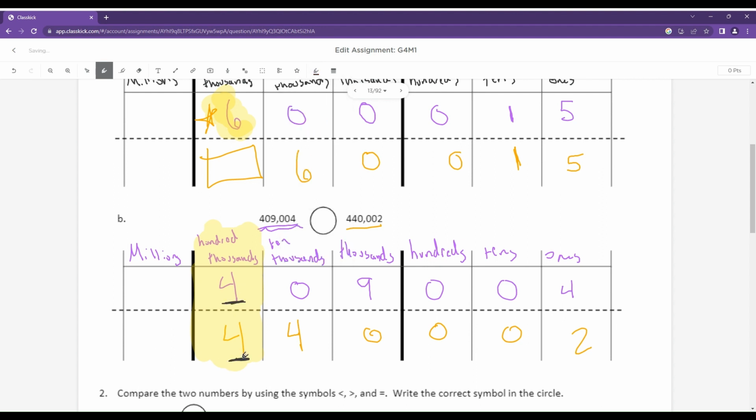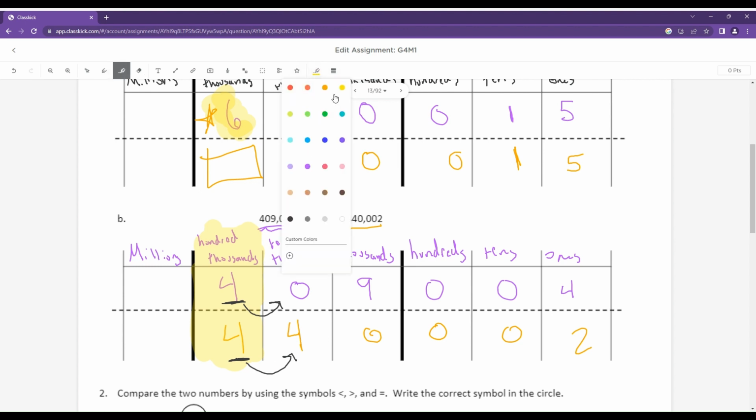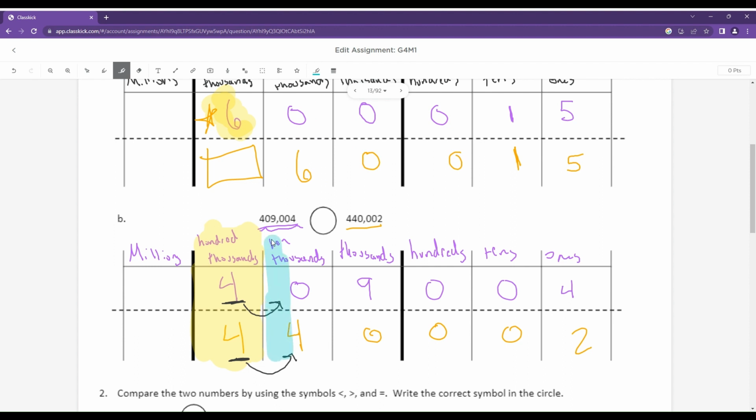100,000s in both instances. So in order to compare these numbers, what I need to do is move my attention over to the next smallest place value. And I need to look at comparing whatever amount of 10,000s I have. In this case, I notice that I have 0 10,000s compared to 4 10,000s. So since 4 10,000s is larger than 0 10,000s, that makes this entire number larger. So 409,004 is going to be less than 440,002.